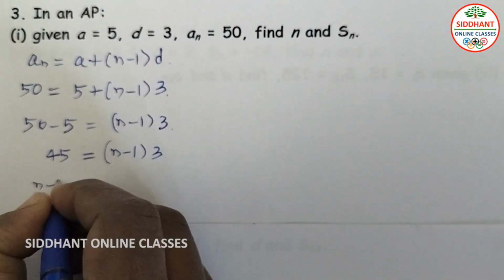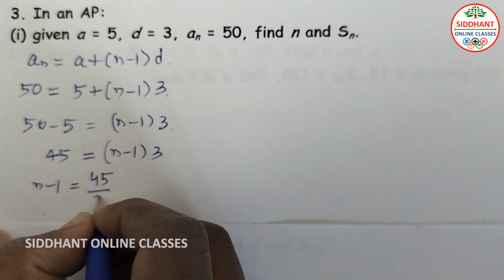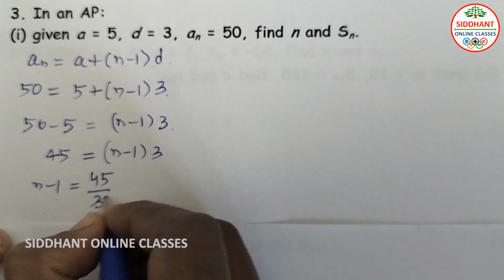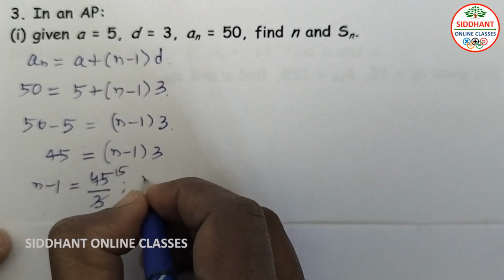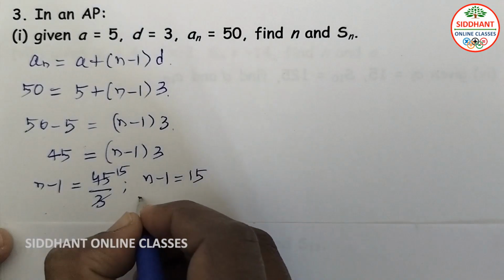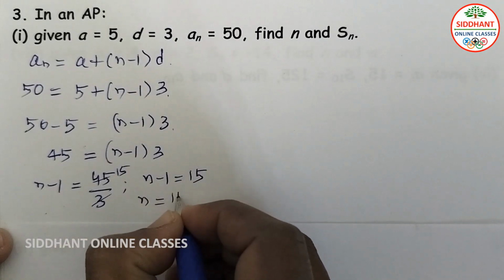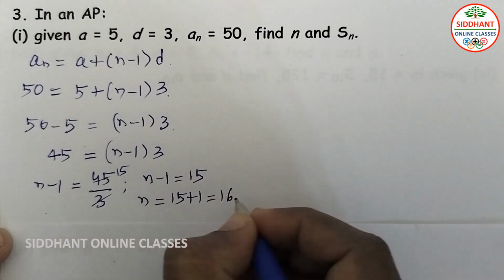So n minus 1 is equal to 45 by 3. 45 by 3 is 15. So n minus 1 equals 15, so n is equal to 15 plus 1, that equals 16.